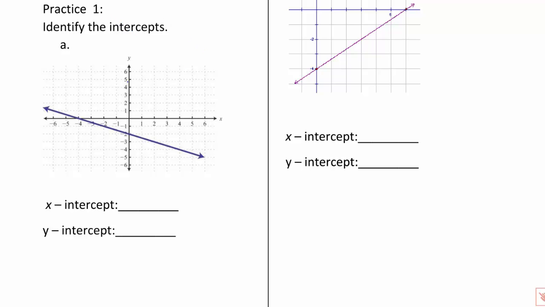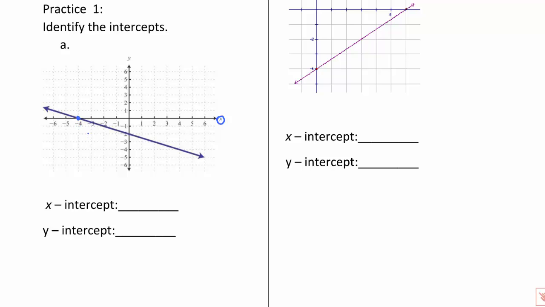It says identify the intercepts. The first one is asking for the x-intercept, and the second one is asking for the y-intercept. So the x-intercept is the coordinate, or the point on the line that crosses the x-axis. Now notice that here's the x-axis. So if I go along here until I see the point at which this line crosses, that point right there will be the x-intercept.